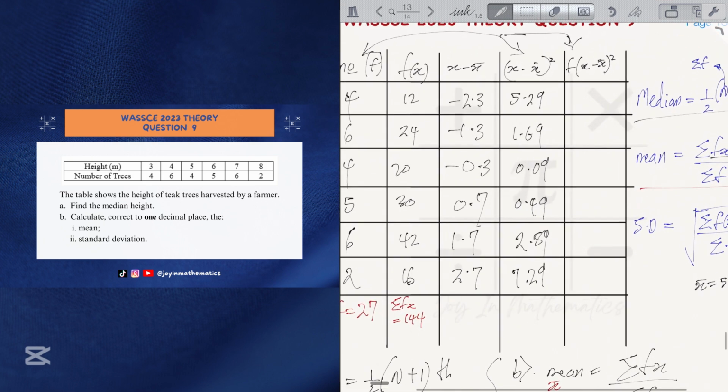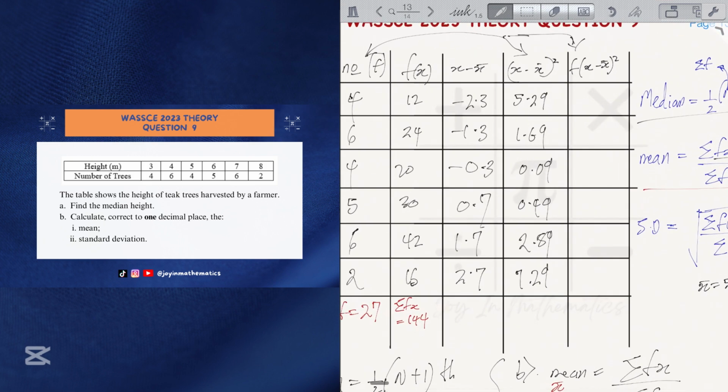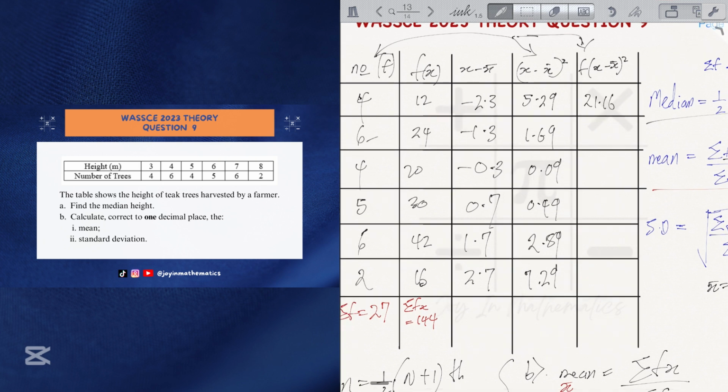So that means 4 multiplied by 5.29, we'll have 21.16. 6 multiplied by 1.69, we'll have 10.14. 4 multiplied by 0.09, we'll have 0.36. And 5 multiplied by 0.49 will give us 2.45. 6 multiplied by 2.89, we'll have 17.34. And 2 multiplied by 7.29 will give us 14.58.